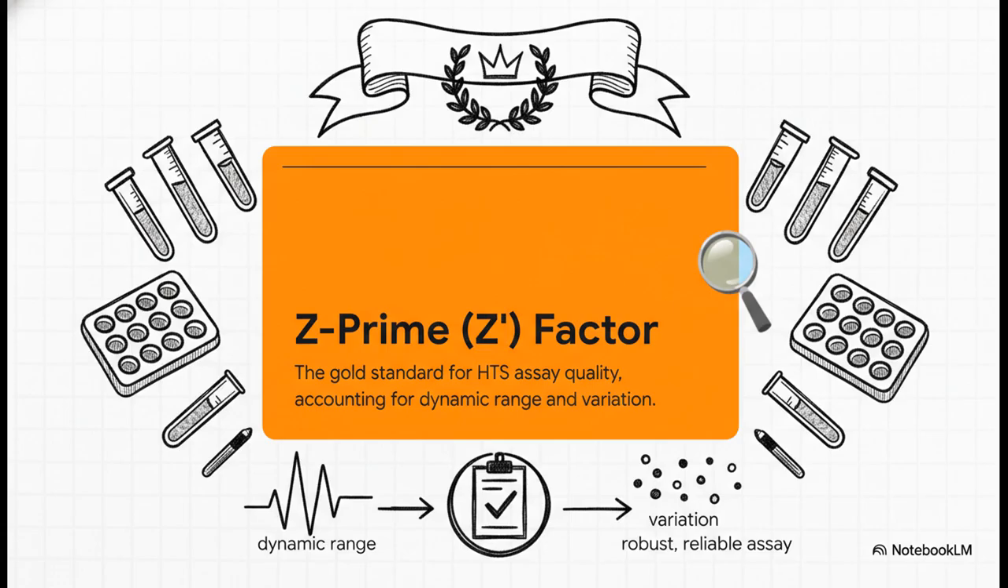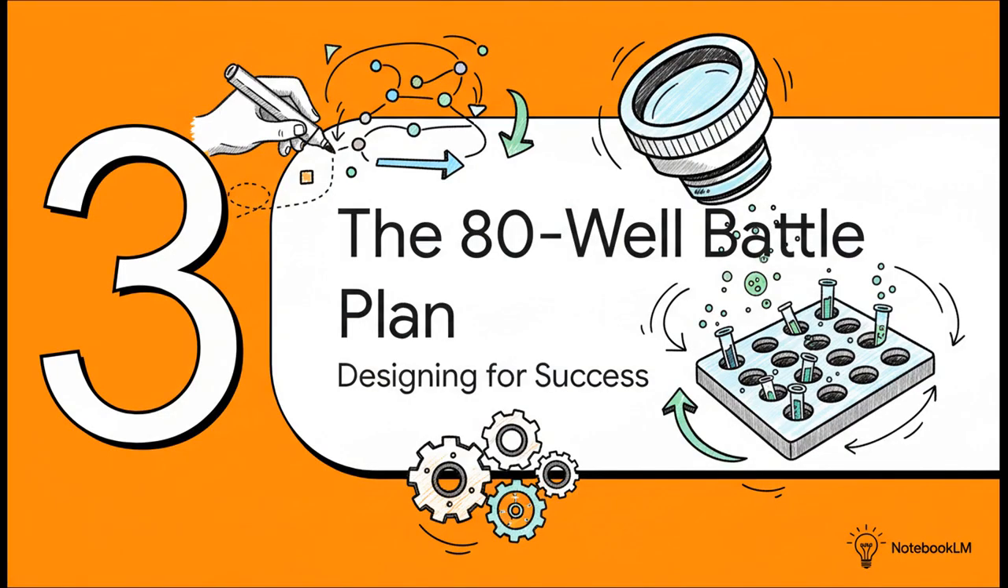And for those of you in high-throughput screening, there's the Z-prime factor. This is the gold standard. It elegantly combines your assay's dynamic range and its variation into a single score. Think of it as the ultimate report card for a robust, reliable HTS assay. Okay, we have our metrics, we know what to measure. Now let's build a practical plan for the bench.